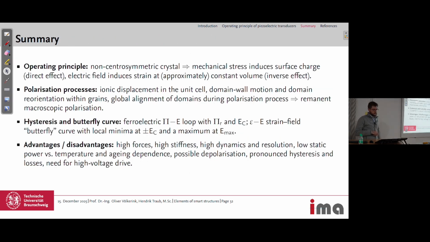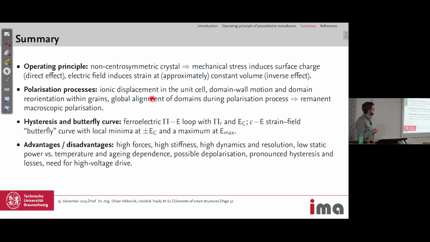And with this, I come to the overall summary for this lecture. So the operating principle we can state is the non-centrosymmetric crystal. And with this, the mechanical stress induces a surface charge. So this is the direct effect, or an electric field induces a strain at approximately constant volume. This is the inverse effect. We need the polarization process after we have cooled down below Curie temperature.